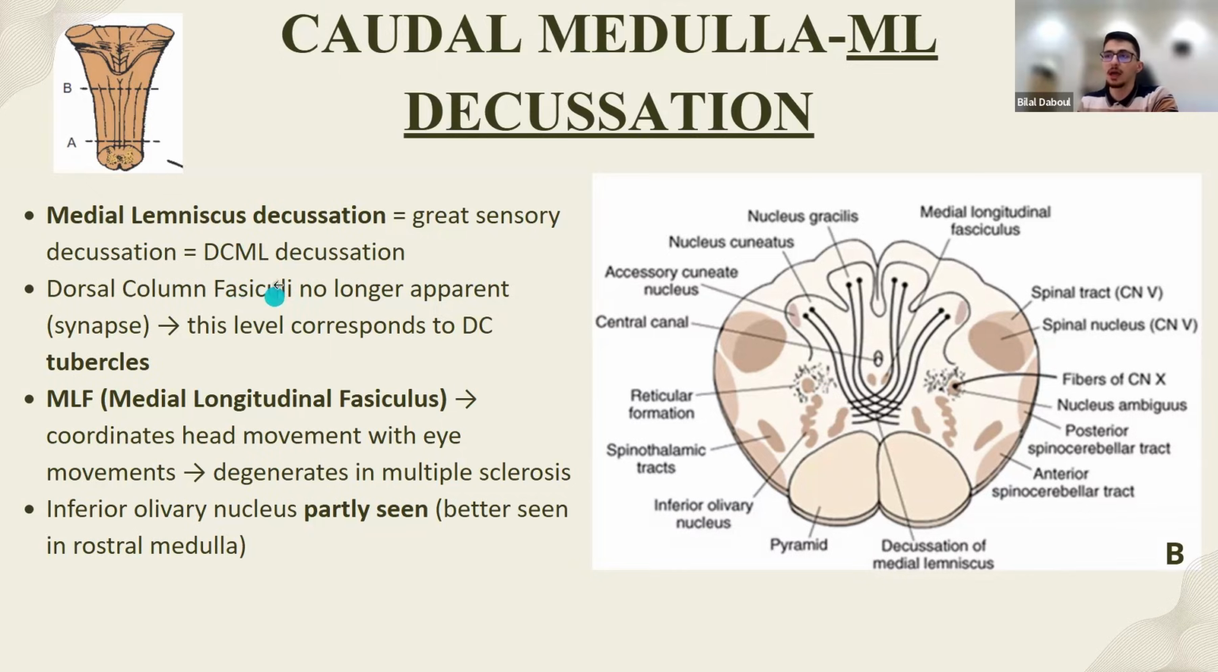Again, the dorsal column fasciculi are no longer as apparent. You see the nuclei to a greater degree because, you remember, the gracile tubercle and the cuneate tubercle are these two bulges that are formed by the cell bodies, the nuclei.